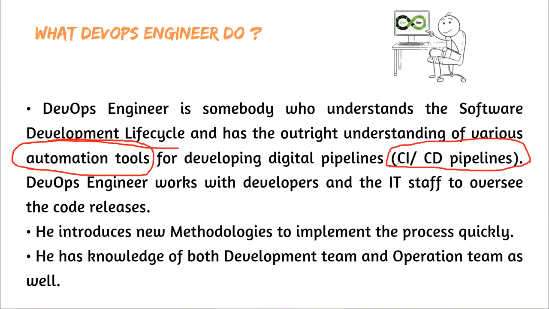I will tell it. So a DevOps engineer works with the developers and IT staff to oversee the code release. He also needs to work with the IT team members, and sometimes with the development team and operation team as well. He needs to introduce new methodologies to implement the process quickly. For example, if I am creating a server, this server takes 5 to 10 minutes to create. Here the DevOps engineer's responsibility is to decrease the time. He needs to automate the server creation and decrease the time as well.